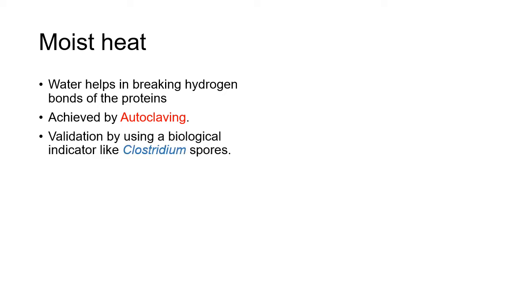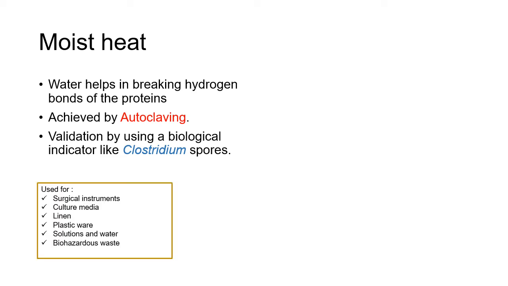How do we make sure that this procedure is effective in killing microorganisms? We validate it by using a biological indicator, like a spore-containing bacteria, Clostridium spores. If the bacteria are killed and also the spores are killed, we are 100% sure that our technique is correct and we have achieved correct sterilization or autoclave procedure.